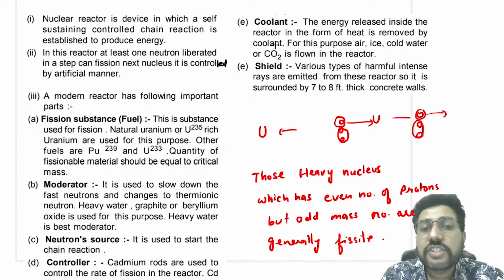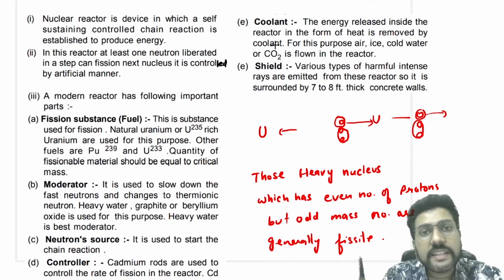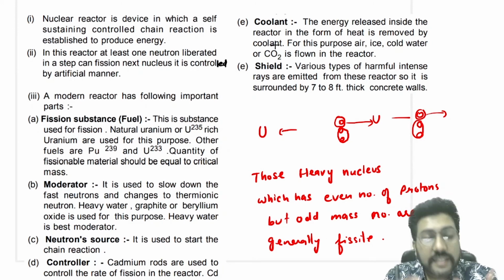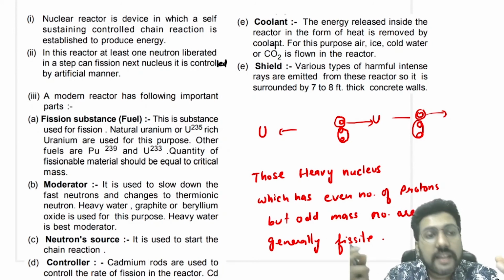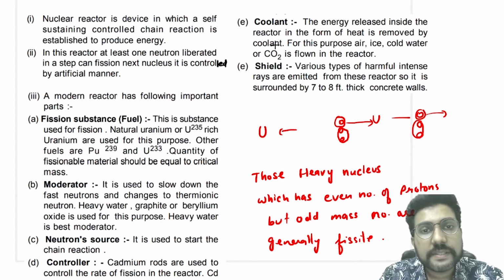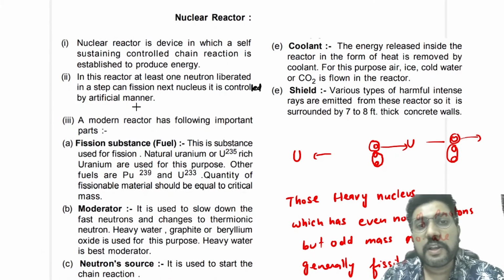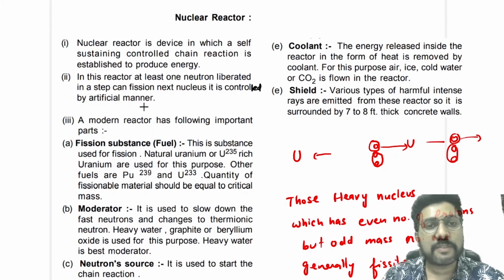Then there is the shield. You know that in a nuclear reaction, various harmful and intense rays are emitted. Okay, these electromagnetic radiations are very harmful. So for this, what they do is this reactor is covered with a thick concrete wall, so that the radiations cannot come outside. Okay, for more details, please refer to your NCERT textbook.